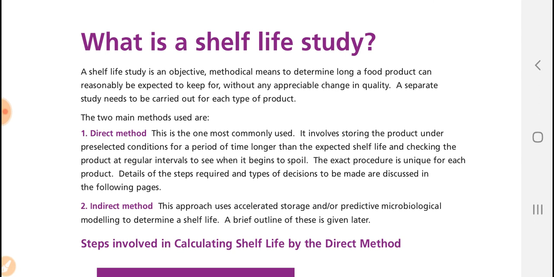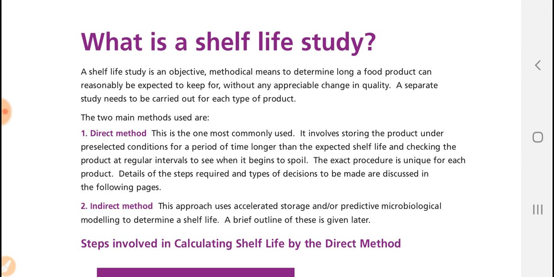And the indirect method uses accelerated storage or predictive microbiological modeling to determine a shelf life. What is that? An accelerated approach means suppose the temperature for storing that food is 27 degrees centigrade, but you increase that temperature to 40 degrees centigrade and analyze how long that food is stored without destroying its quality.